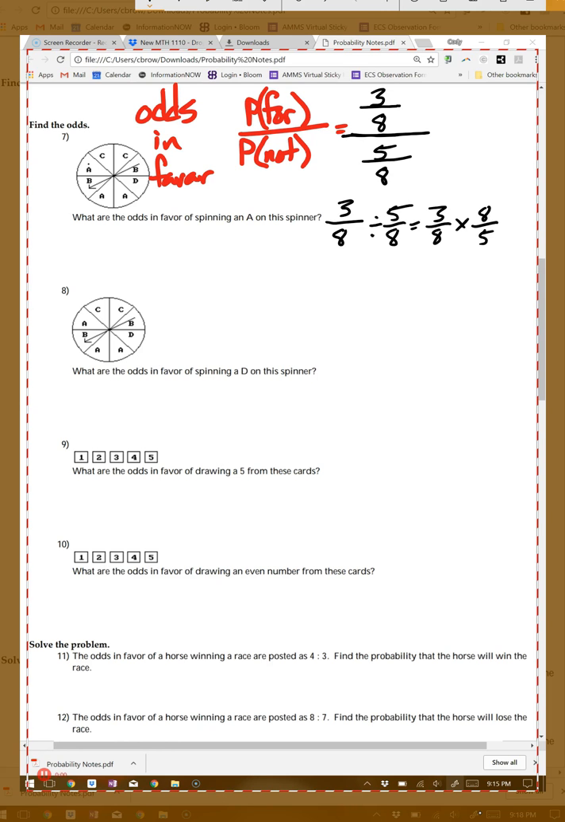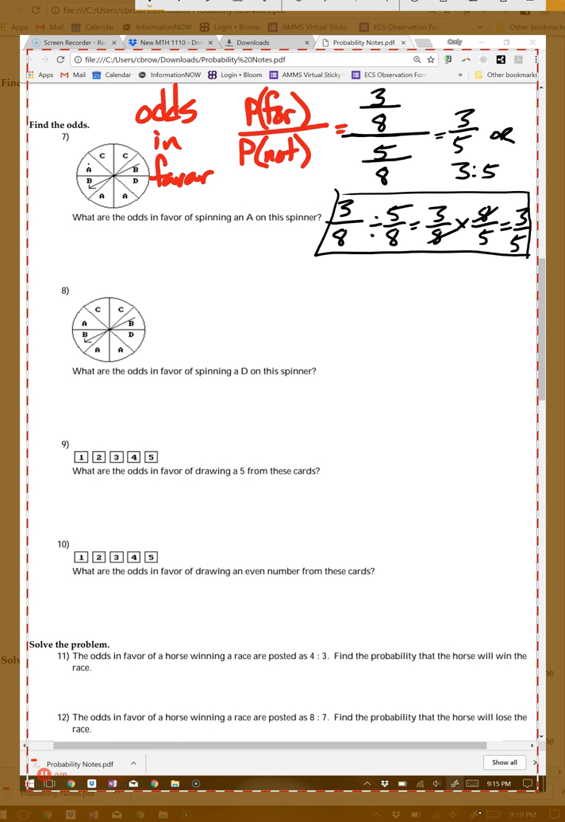Okay, so to do that, these cancel. That leaves you 3/5. So the odds in favor of spinning an A on this are 3 to 5, or many of us for odds we like to do 3 and 5. Okay? Now, to do this the easy way, and like I said, this we don't have to do. You may have already noticed what the pattern is. The pattern essentially is we just lose the 8s. We just lose that common bottom number. And so we'll look at it here on number 8.